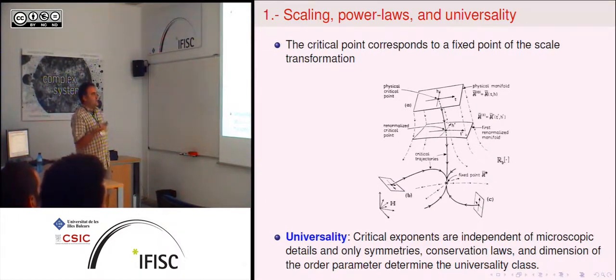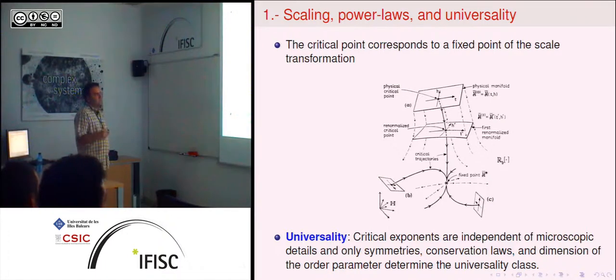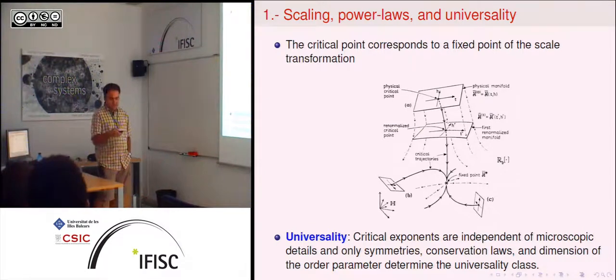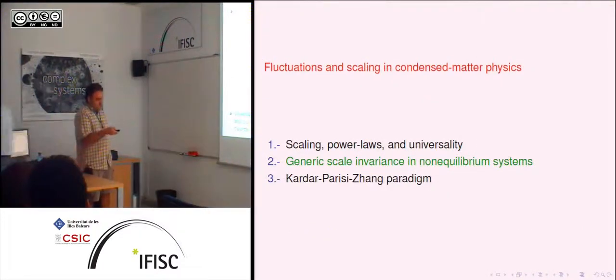different systems with, in principle, interactions of different nature, mechanical or magnetic or whatever, can produce the same kind of critical behavior when they are tuned to their respective critical points. And universality refers to the fact that critical exponents are independent of microscopic details, and only symmetries, conservation laws, and the dimension of the order parameter determine the universality class. I guess this is a well-known fact.